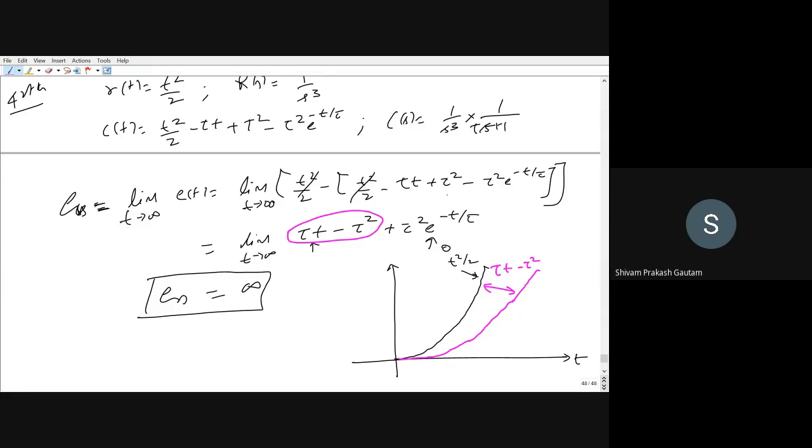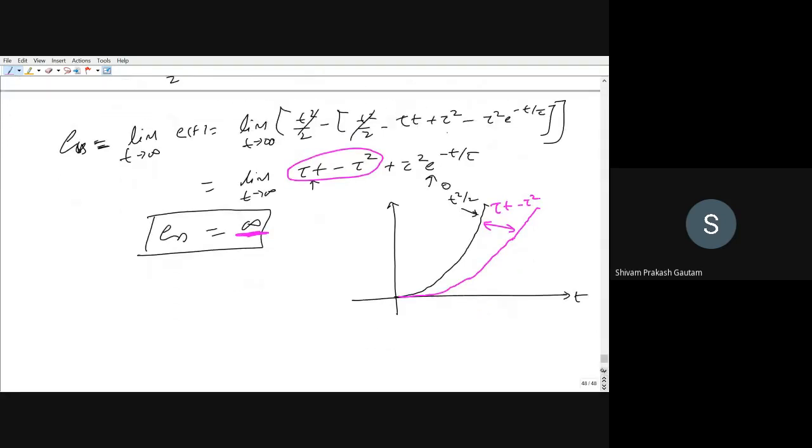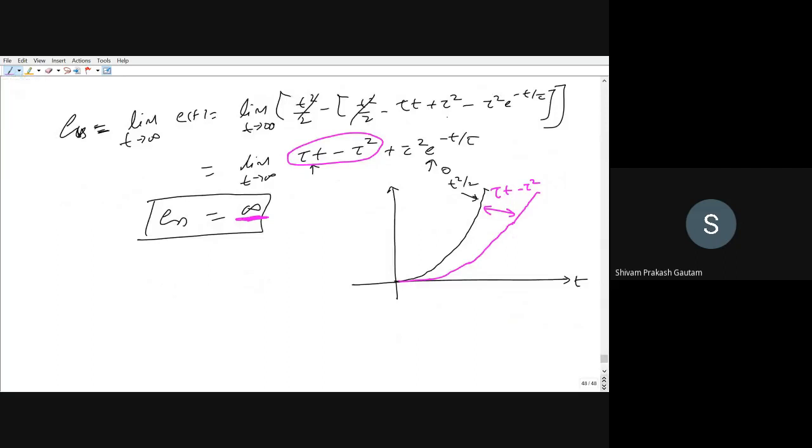So this is not a controlled system. You cannot say this is a controlled system. Why? Because the steady state error is coming out to be infinite, unlike our previous cases. Now we will try to calculate it by the final value theorem as well.